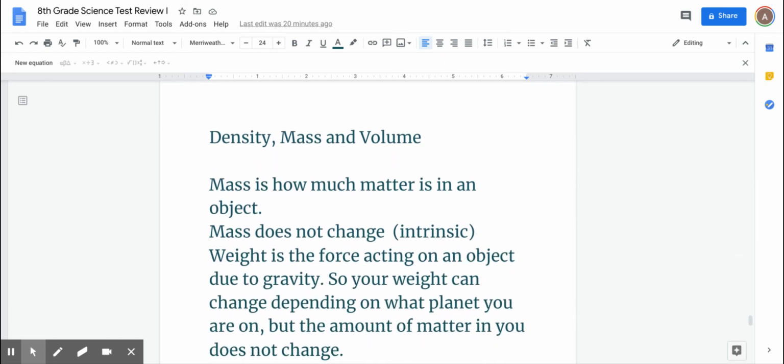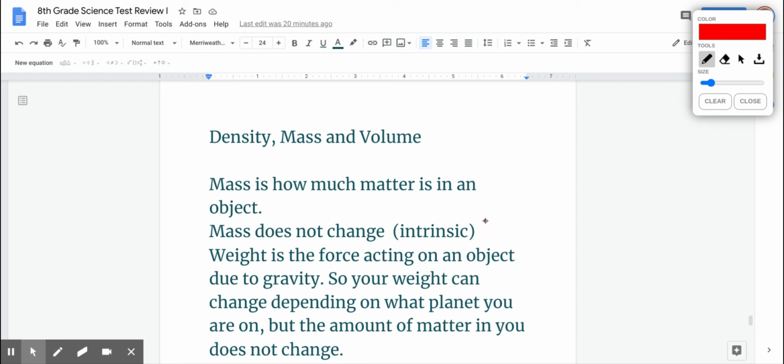So now let's talk about density, mass, and volume. We did some experiments on this. Mass is how much matter is in an object, right? How much mass. It does not change. Here's that word intrinsic we used in class. Intrinsic, does not change. Weight is the force acting on an object due to gravity, right? So weight does change. Your weight will change depending on what planet you are on.